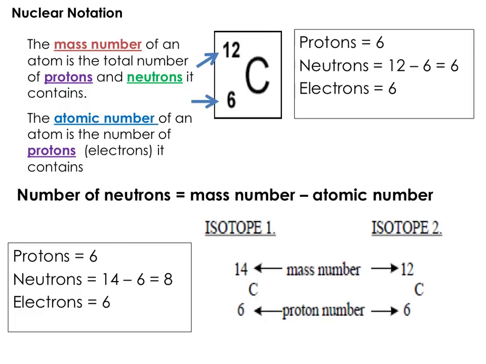We're then going to work out the number of neutrons by doing the mass number, which is the top number, 14, take away the bottom number, which is the atomic number, in this case 6. So we do 14 minus 6 to get 8. And then because it's an atom, the number of electrons is also going to be 6.